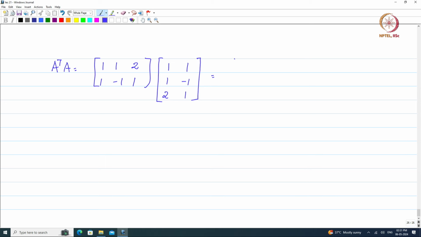which is nothing but, if we see, 1 plus 1 plus 4, which is 6, then 1 minus 1 plus 2, which is 2. So we have 6 2, again 1 minus 1 plus 2, which is 2, then 1 plus 1 plus 1, which is 3. So we have A transpose A equal to [6 2; 2 3].